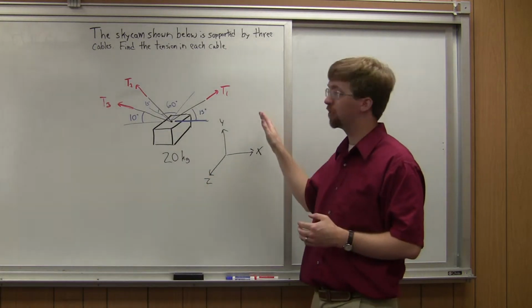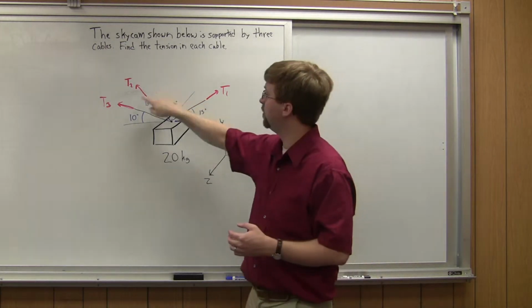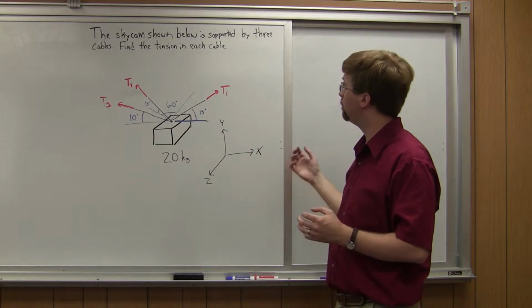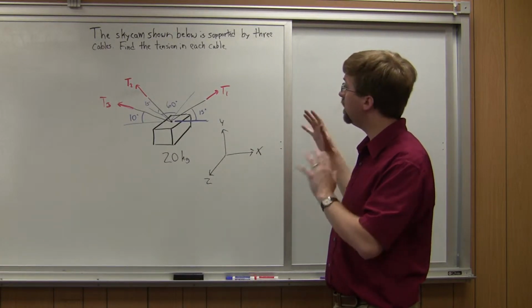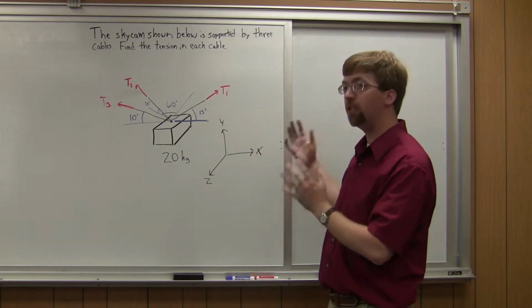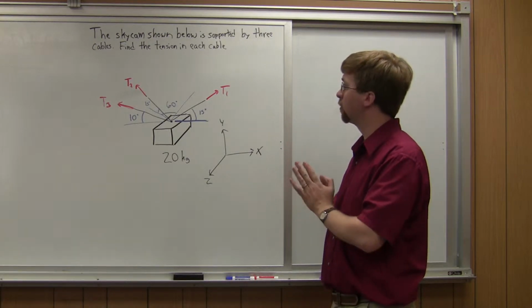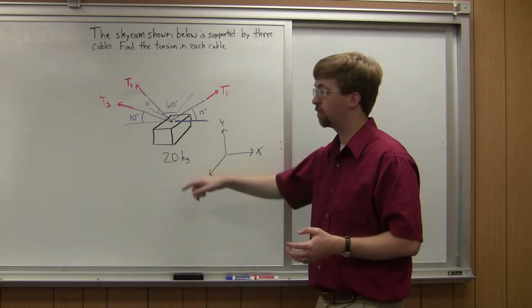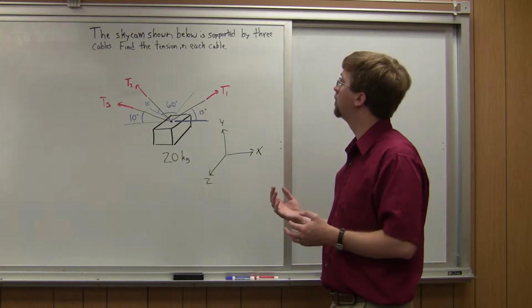We've got 3 cables supporting it with T1, T2, and T3, at 3 different angles, and in this 3D space, we are supporting the weight. We're assuming that the body's in equilibrium, so we're asked to find the 3 tensions in these cables that are supporting this 20 kilograms of mass.